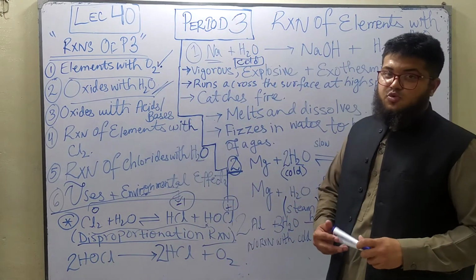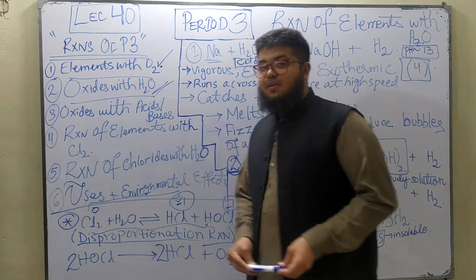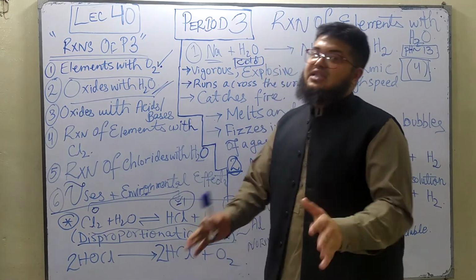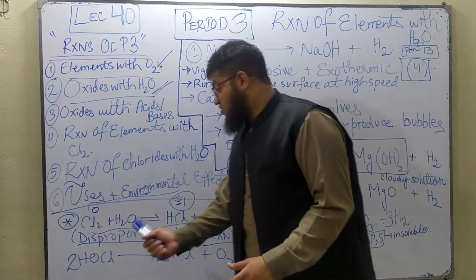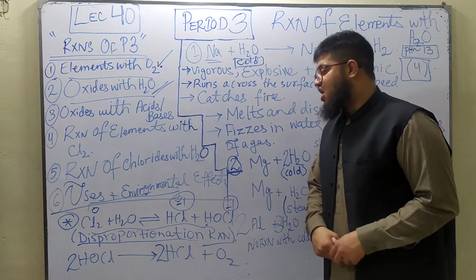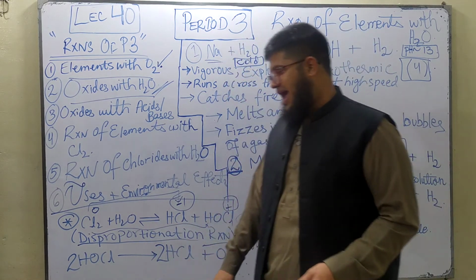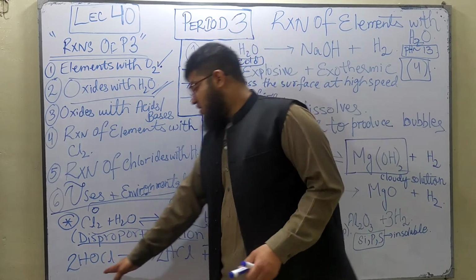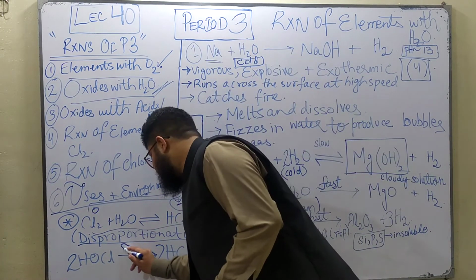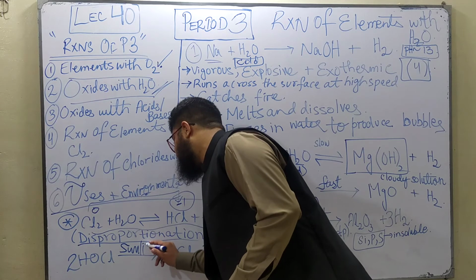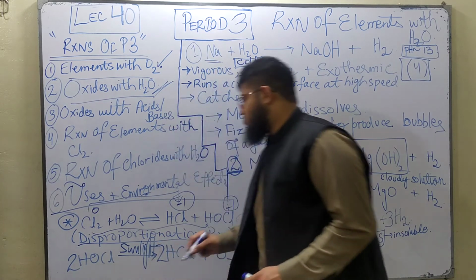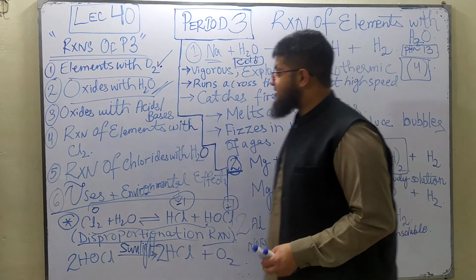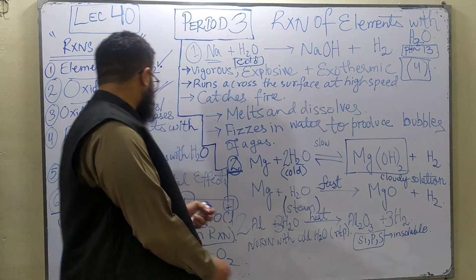What is a disproportionation reaction? A reaction in which the same element is being oxidized and that same element is being reduced at the same time simultaneously in that particular reaction. It is a reversible reaction because it's a slow reaction. And this HOCl, hypochlorous acid, is a disinfecting agent. When it is exposed to sunlight, this HOCl decomposes, by the way, to produce HCl and oxygen. So this completes the discussion on the reaction of the elements with water.